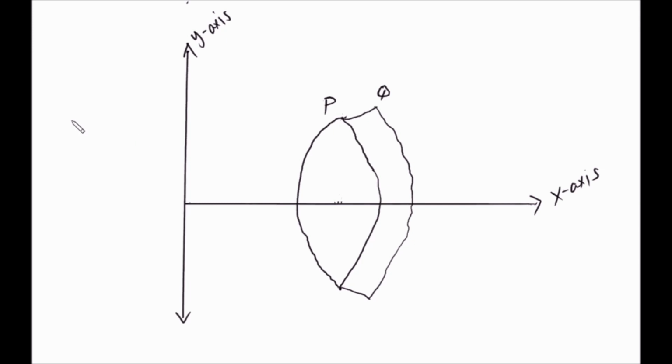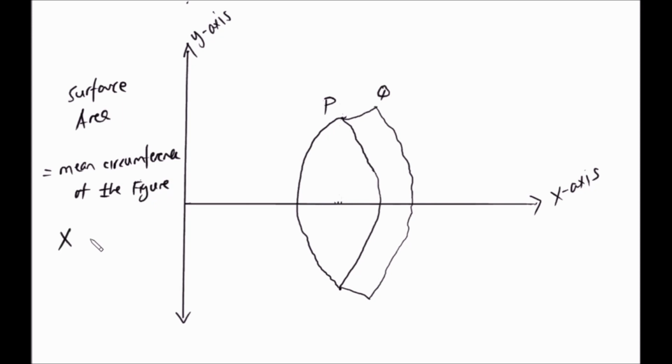Sasa tulisemaje? Tulisema kwa figure kama hiyo surface area ni sasa na mean circumference of the frustrum times its slant height. So mean circumference of this figure. So hii figure na yenyewe ina cycle mbili, ya kwanza ya huku mbele hapa na ya pili ya huku nyuma.